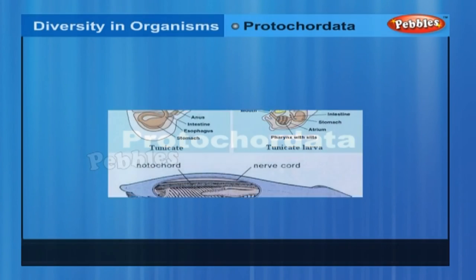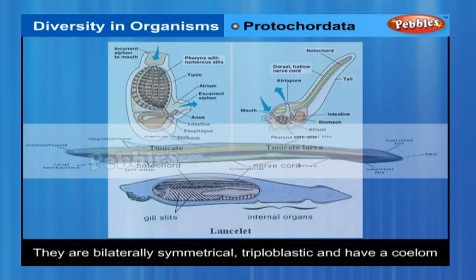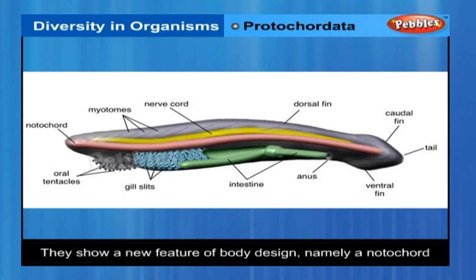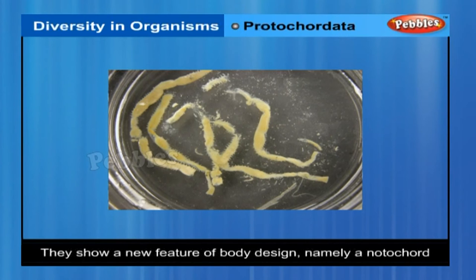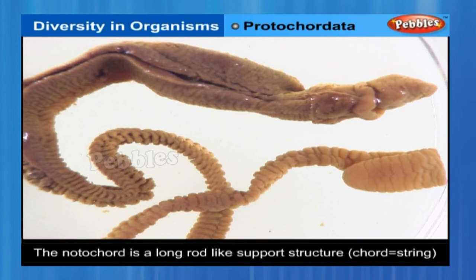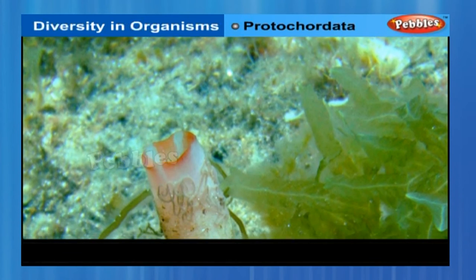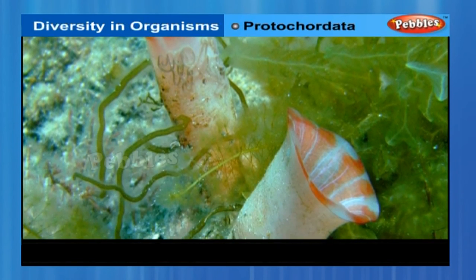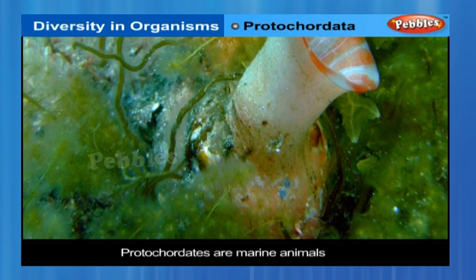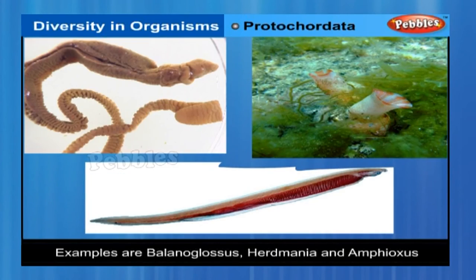Protochordata. These animals are bilaterally symmetrical, triploblastic, and have a coelom. In addition, they show a new feature of body design, namely a notochord, at least at some stages during their lives. The notochord is a long rod-like support structure, cord meaning string, that runs along the back of the animal, separating the nervous tissue from the gut. It provides a place for muscles to attach for ease of movement. Protochordates are marine animals. Examples are balanoglossus, herdmannia, and amphioxus.